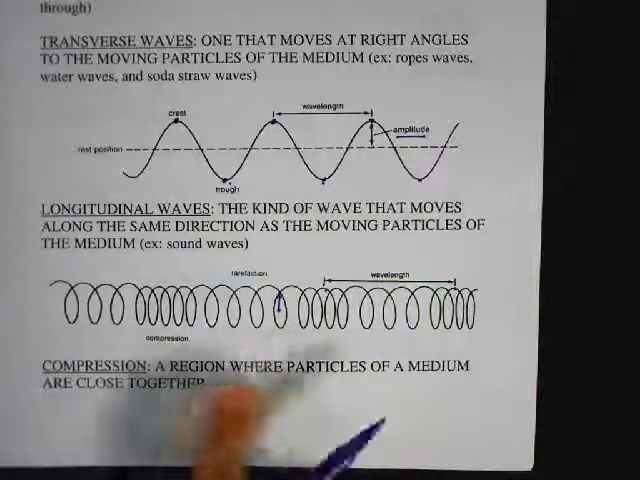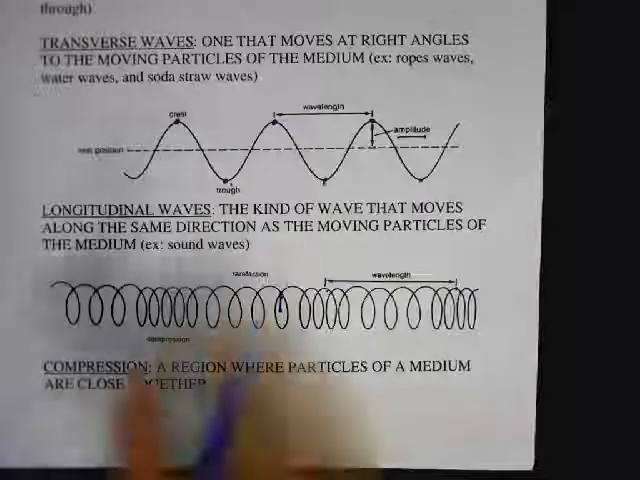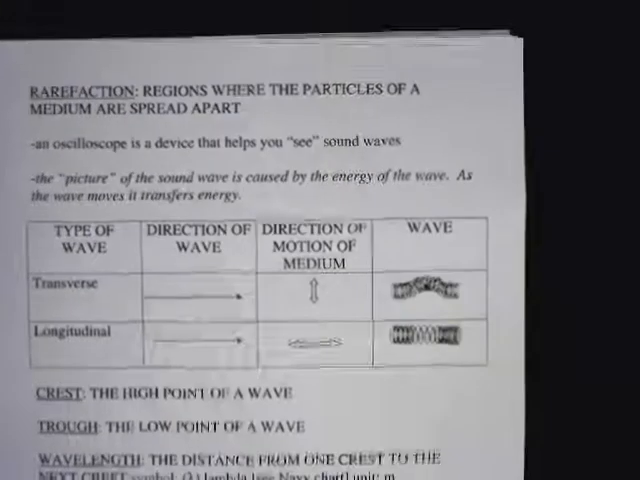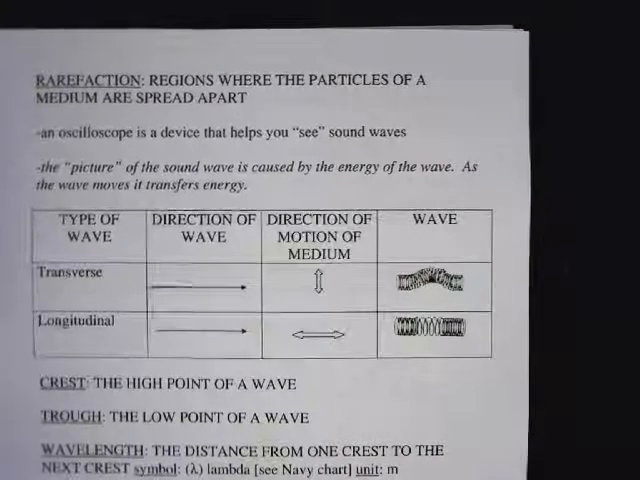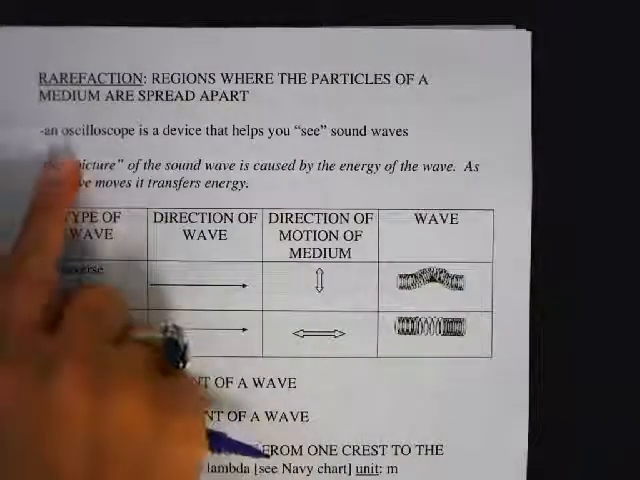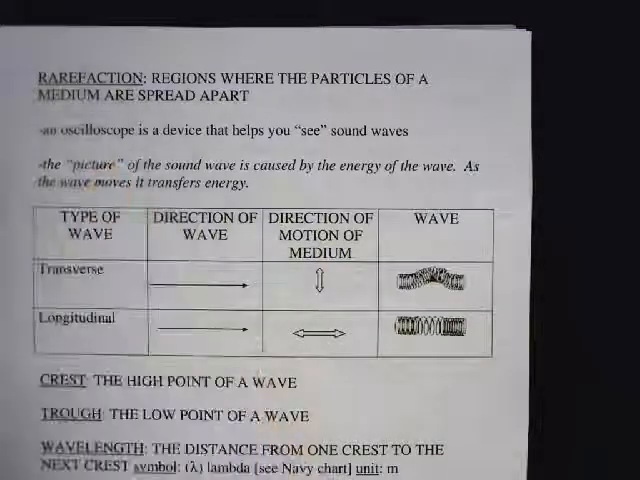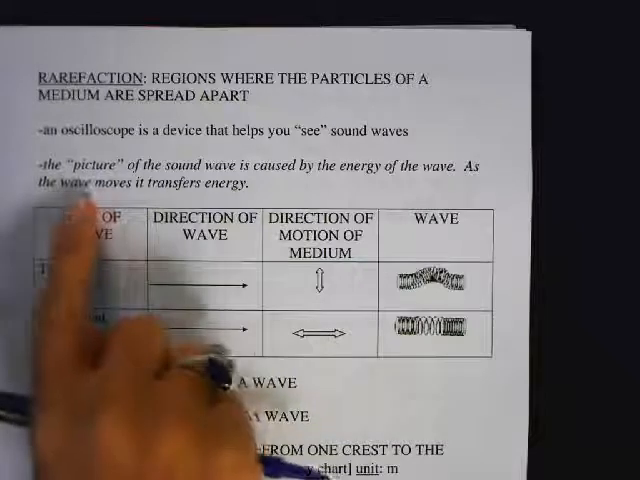So again, a compression is a region where the particles of the medium are close together, and the rarefaction is the region where the particles are spread apart. We can use an oscilloscope to see this when we study sound waves. In the next chapter, we're going to study sound waves the week after next, and maybe we'll look at that also with the oscilloscope.